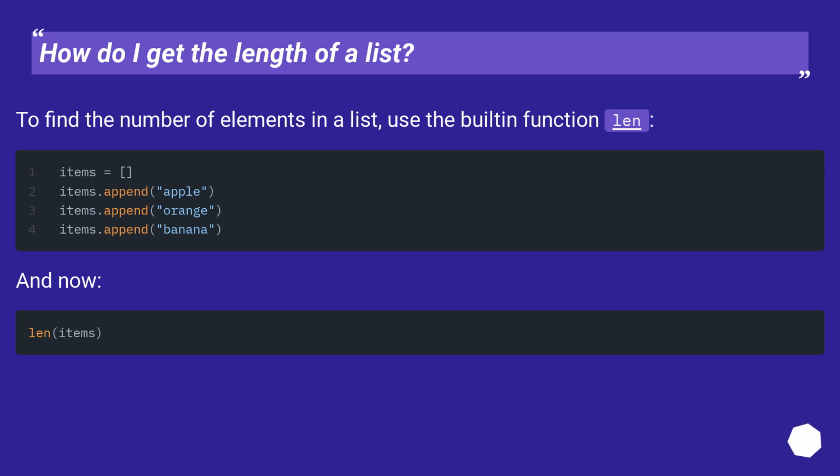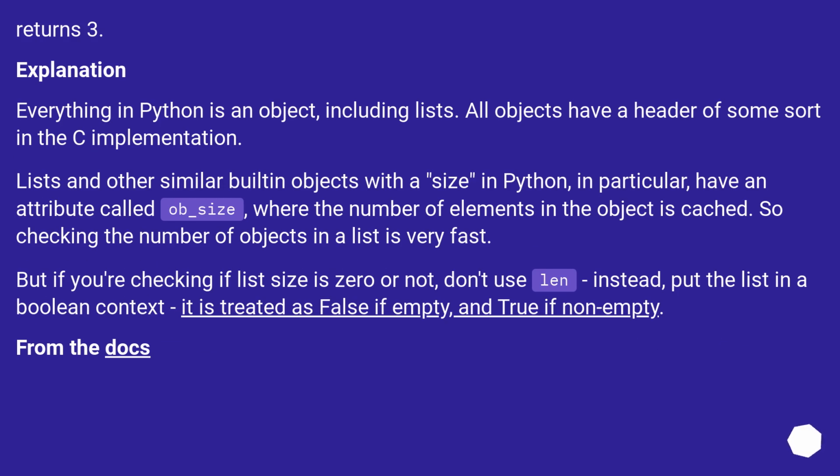And now, it returns 3. Explanation. Everything in Python is an object, including lists. All objects have a header of some sort in the C implementation. Lists and other similar built-in objects with a size in Python, in particular, have an attribute called ob_size, where the number of elements in the object is cached. So checking the number of objects in a list is very fast.